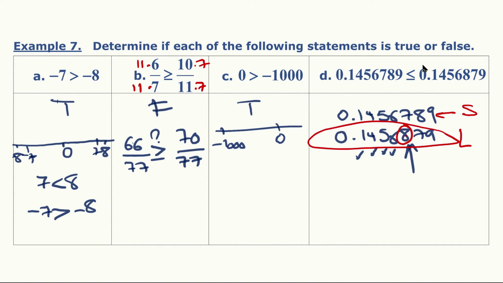So look at what we're saying. We're saying the smaller one, right, is less than or equal to the larger one, right? So is that true? Of course. So this one actually was a true statement. So that's how you determine with these kinds of decimals that look quite similar.